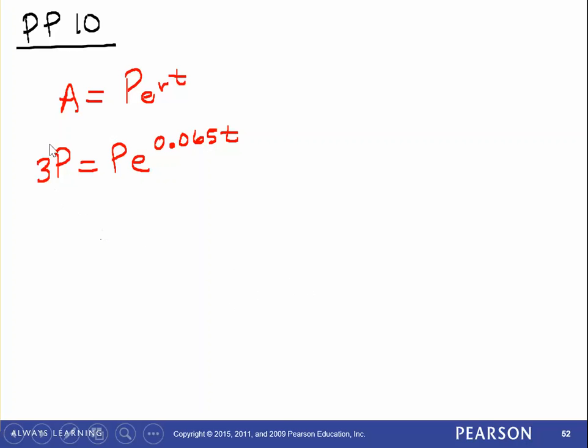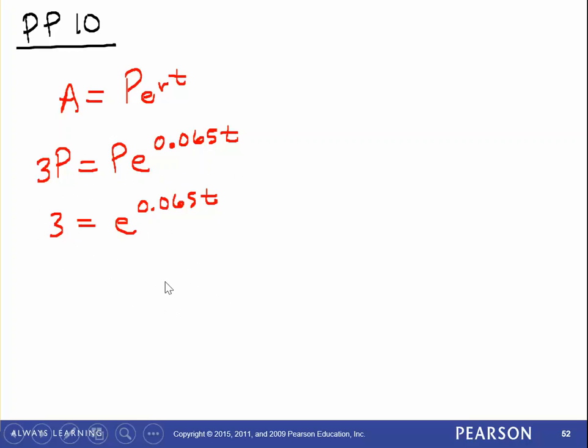It's kind of weird because I have a P variable here and a P variable here, but that's easy to get rid of. If you think about it, aren't you just going to divide both sides by P? Okay, now we're stuck, because now the t is stuck in the exponent. So here's what we're going to do. We're going to change forms. This is exponential form. We're going to go into logarithmic form.